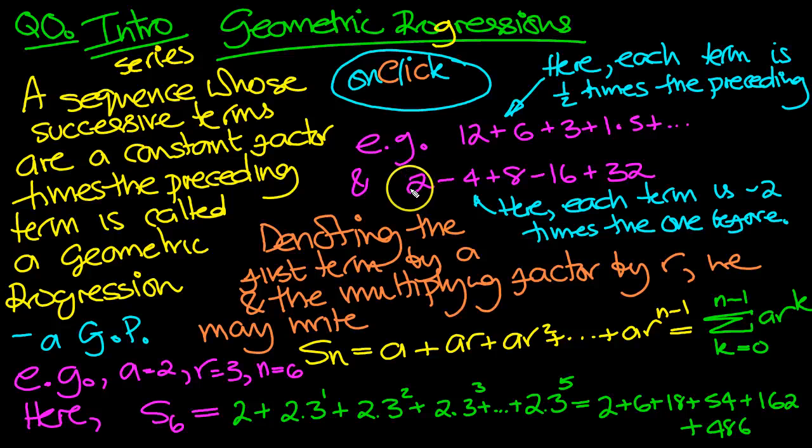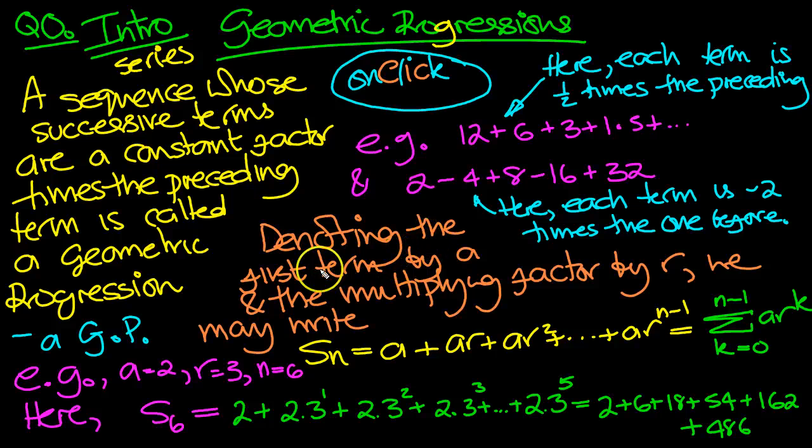Here we're multiplying the term by -2 to get to the subsequent term. So 2 times -2 is -4. Times another -2 is +8. Times -2 is -16, and then +32. So each term is -2 times the one before, or the preceding term.